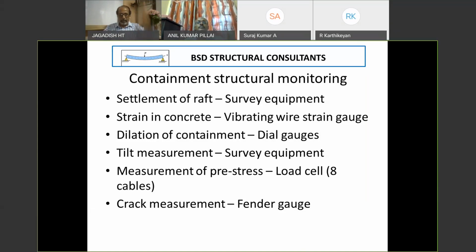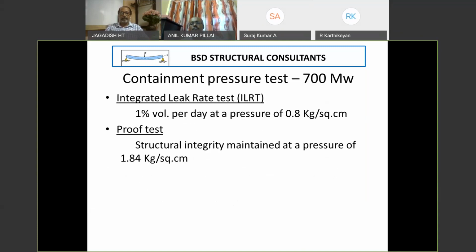So these are the various monitoring methods and devices that we use for the structural integrity test or the proof test. This test is done only once after construction, before commissioning, whereas ILRT is repeated every 5 years.